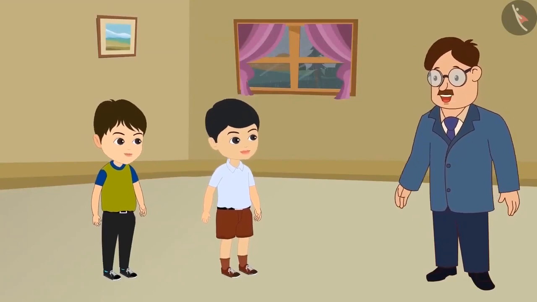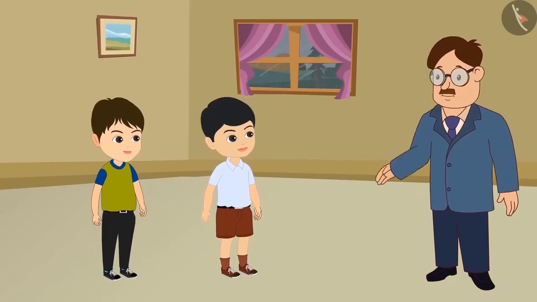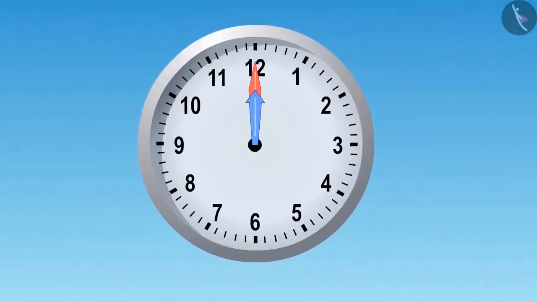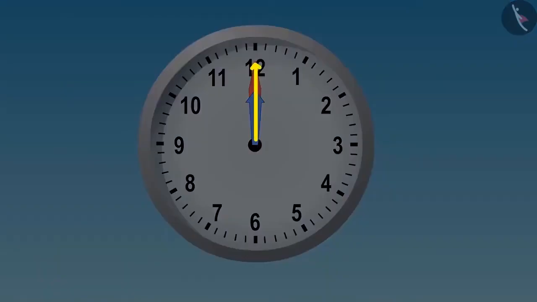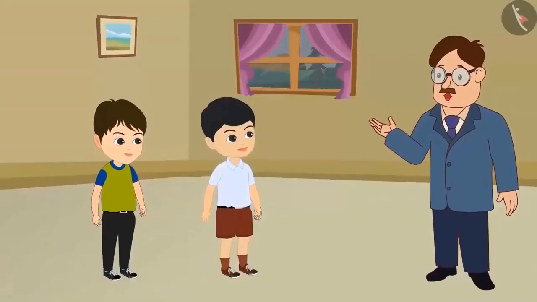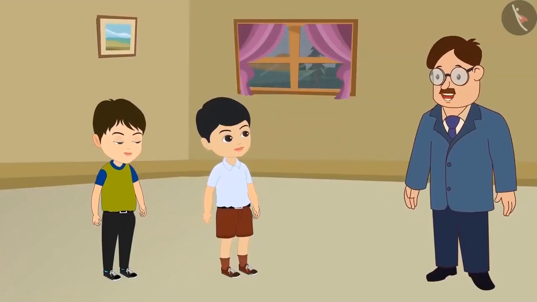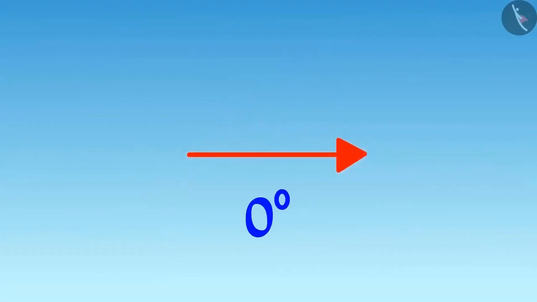Come on children, I will ask you one question now. When it is 12 o'clock, what is the angle formed there? At 12 o'clock, there is no rotation between the hands. There will be no angle in this case because there is no rotation. So we can call it 0 degrees. Yes, absolutely correct answer, Bolu. When there is no rotation between the sides of an angle, it is called an angle of 0 degrees.